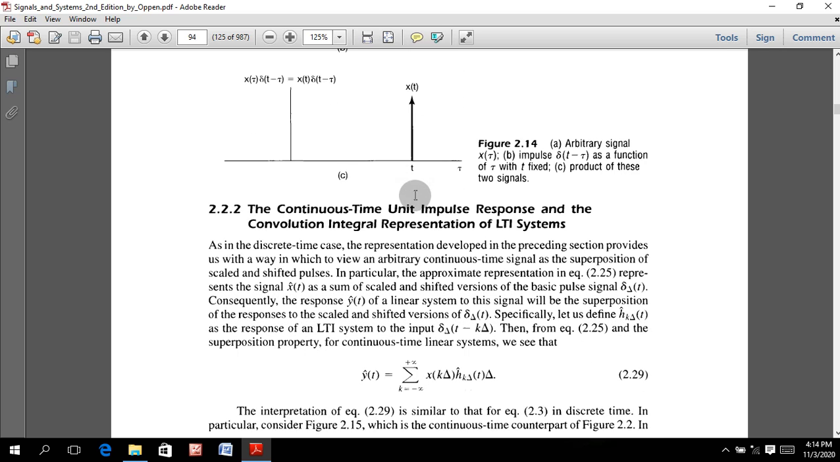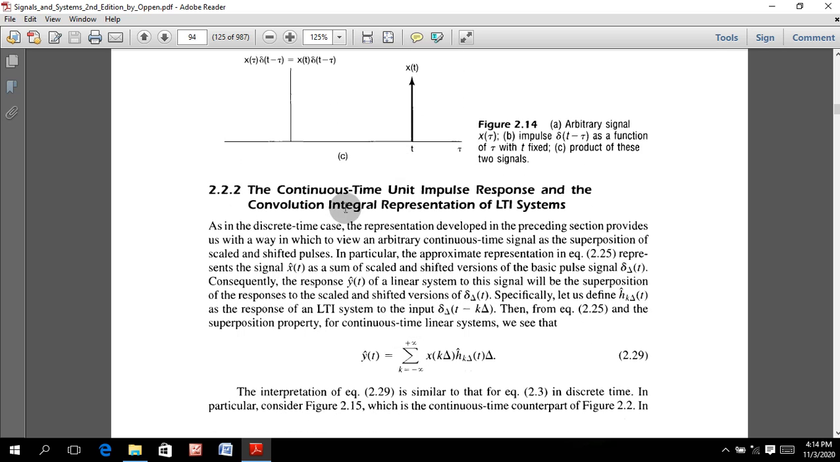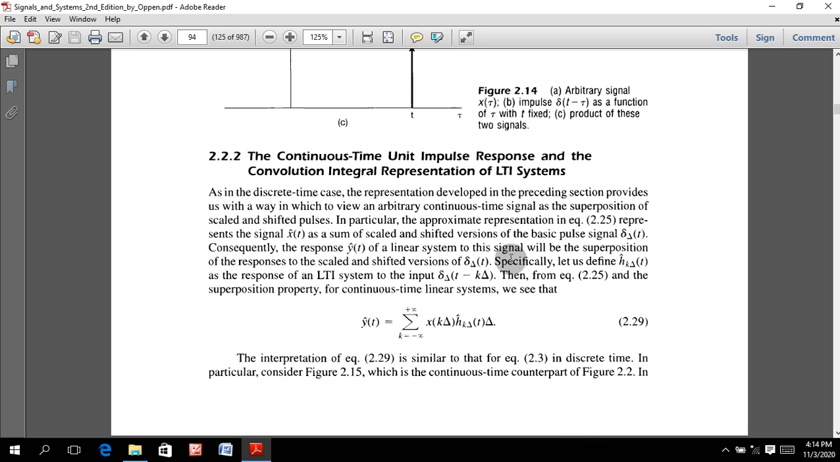The same process will also be followed when we are talking about the continuous time unit impulse response and the convolution integral representation of an LTI system. It will take the same route to understand the continuous time signal. There is no fundamental difference between understanding a discrete time convolution sum and a continuous time impulse response and convolution integral representation. In the case of discrete time, it is known as the convolution sum. In the case of continuous time unit impulse, it is known as the convolution integral representation.